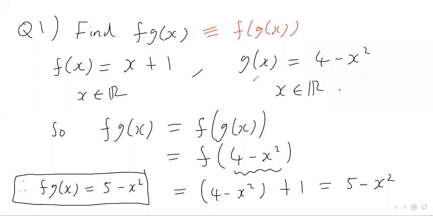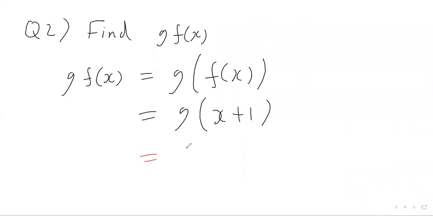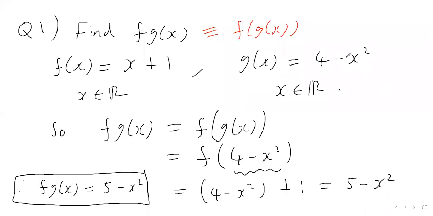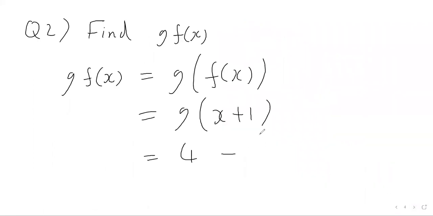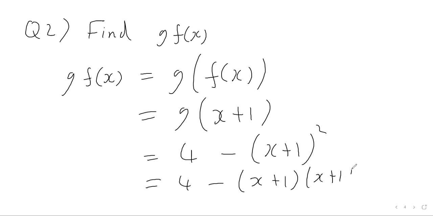So that's what we're going to do. We're going to plug in x plus 1. So we're going to get 4 minus, and then instead of an x, substitute x plus 1, all squared. Now, what's this going to give us? So this is going to give us 4, take away x plus 1 times x plus 1.